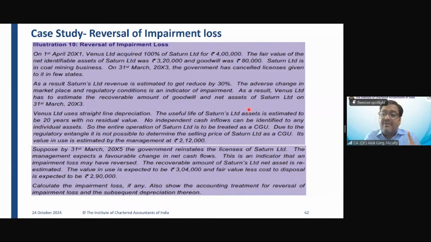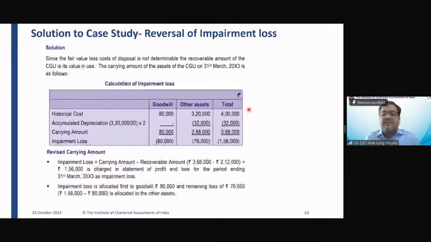What was the carrying value of CGU? Sorry, 3,68,000, my bad. 3,68,000 is the carrying value. And what is the value in use, the recoverable value? 2,12,000. So what is the impairment loss? 1,56,000. 1,56,000 is the impairment loss.